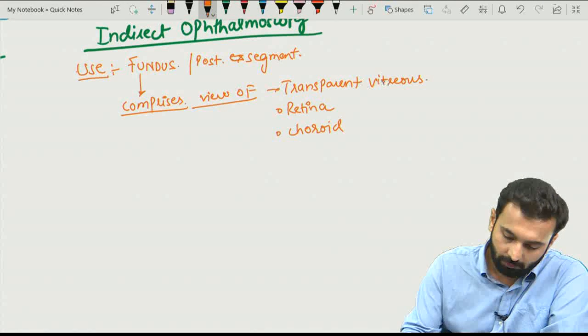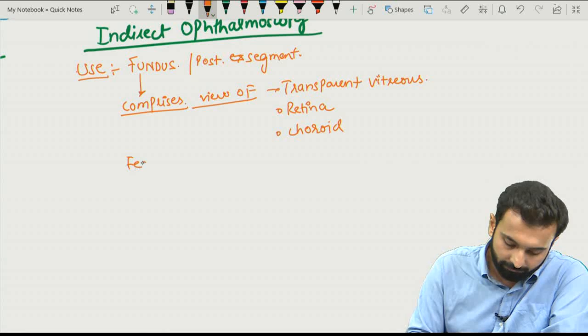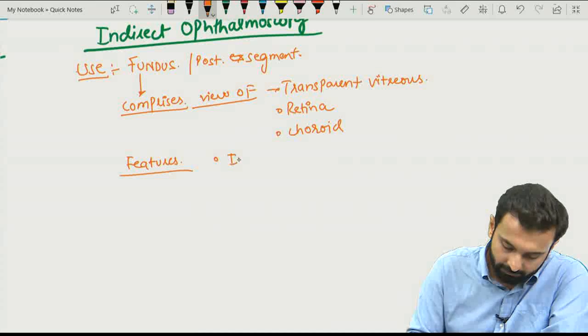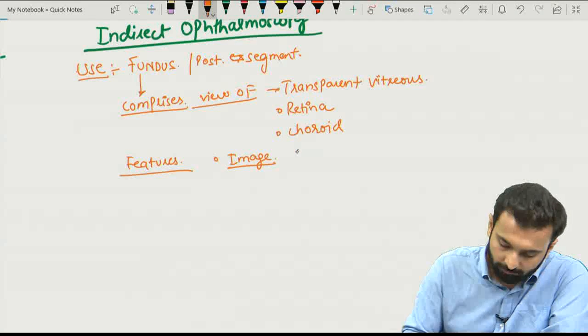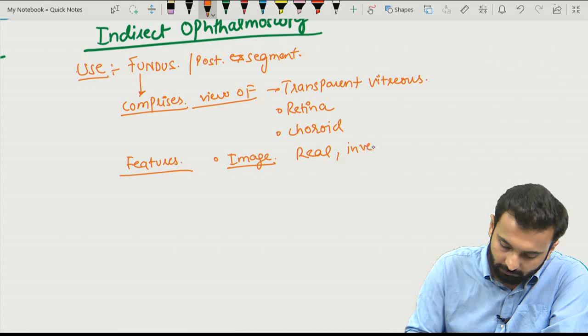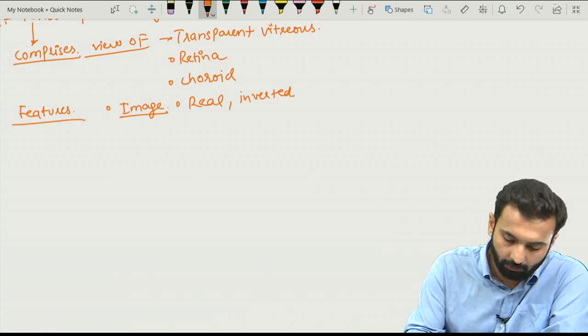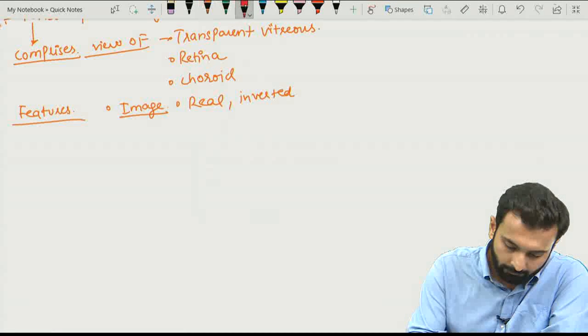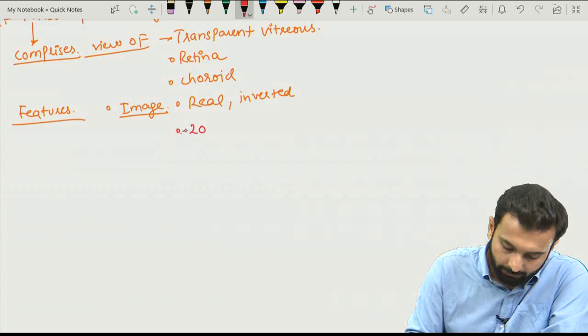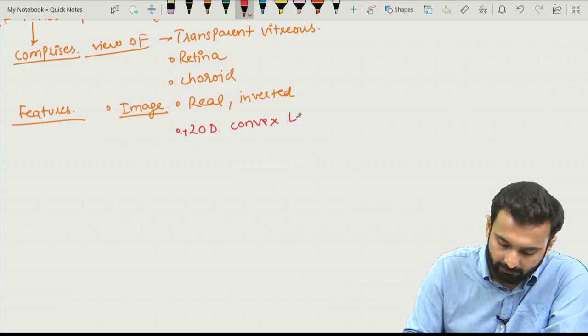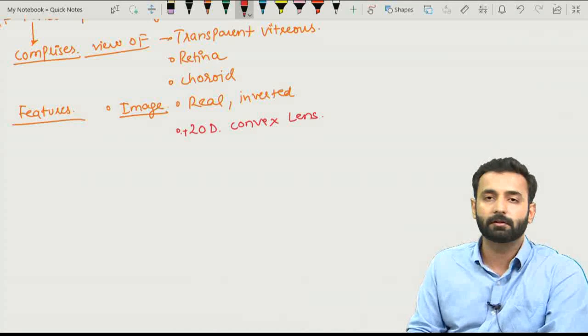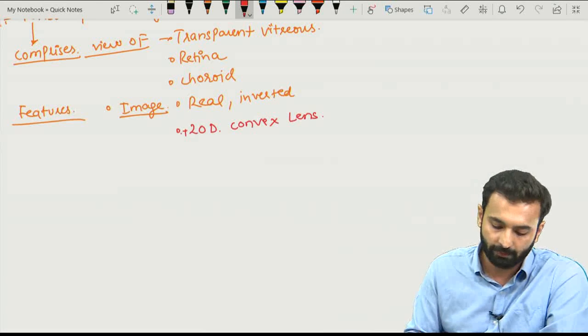Now, what are the features of indirect ophthalmoscopy? Which type of image is formed? It forms a real and inverted image, right? Real and inverted image is formed on indirect ophthalmoscopy, and a +20 diopter convex condensing lens is required for examination of the patient using indirect ophthalmoscopy, right?